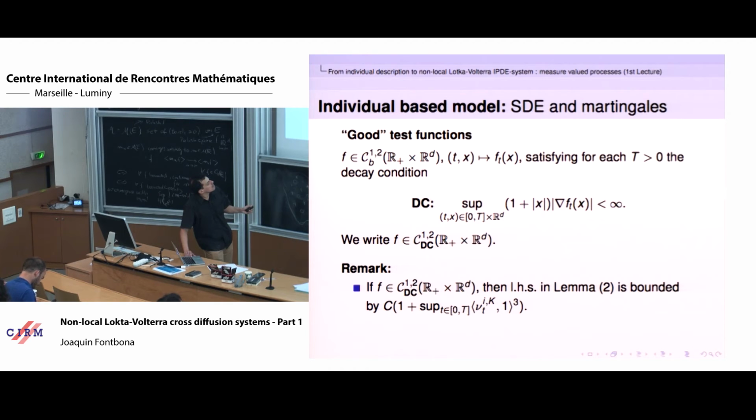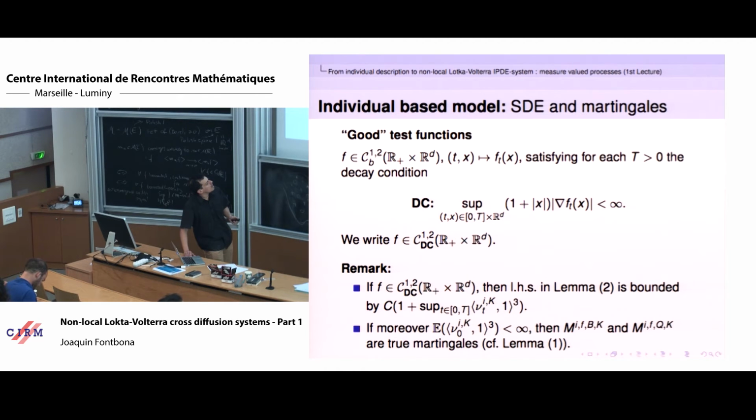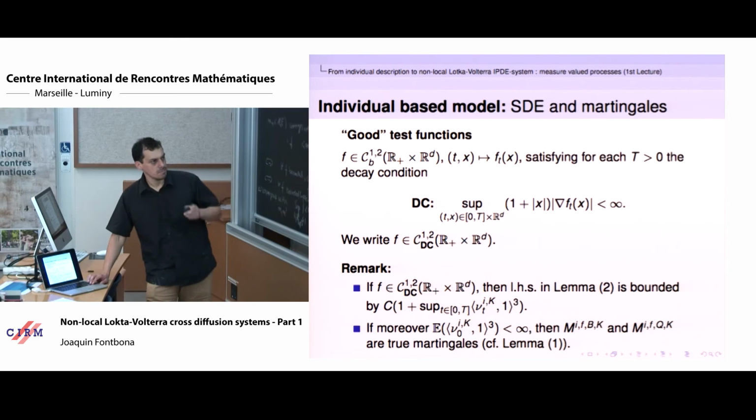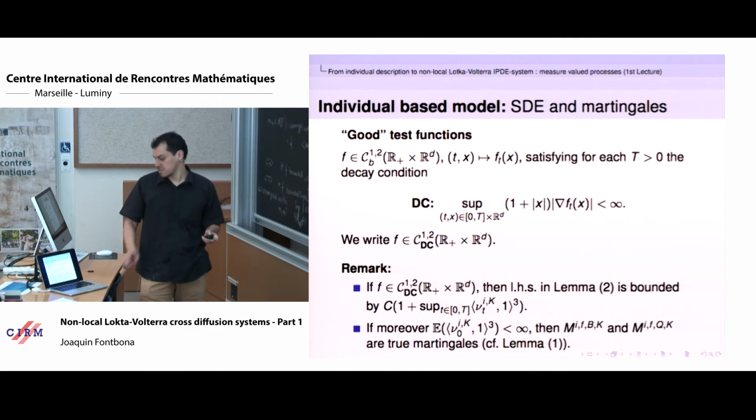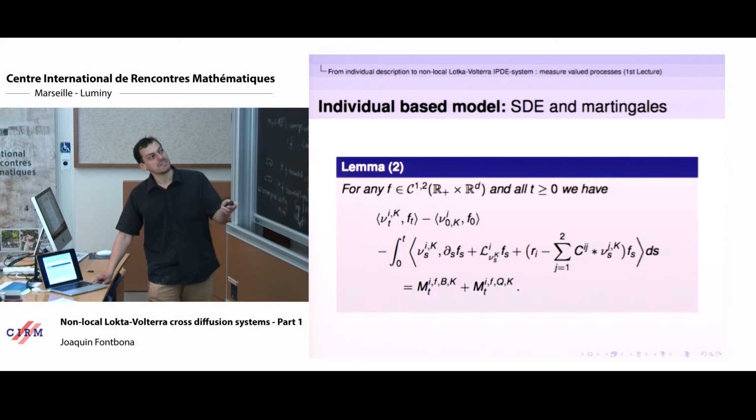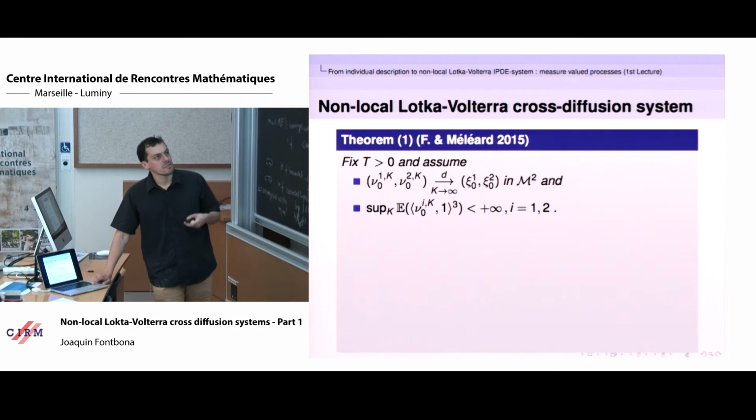And on the other hand, under these conditions, I'm controlling my operator L in uniform supremum norm, and if I'm able to control the moments at all times, which I can do if I control the moments at time 0, I will control the expectation of the objects which are here. And in particular, I will have that these objects here are true martingales. Okay? These are useful remarks for everything that you need to do later.